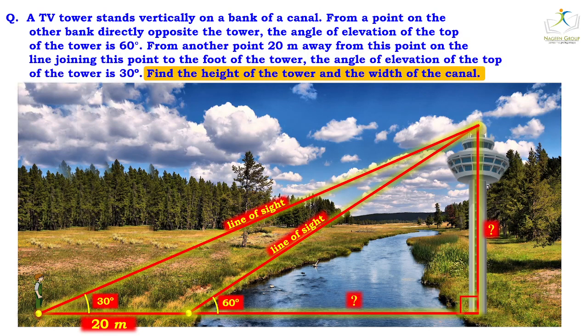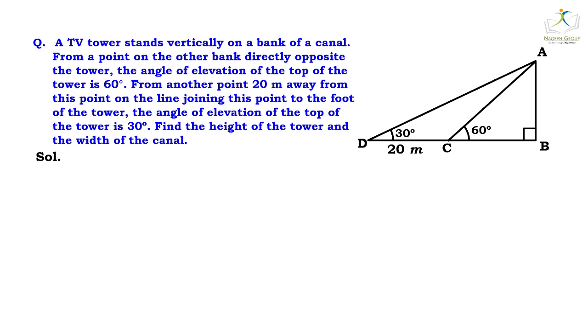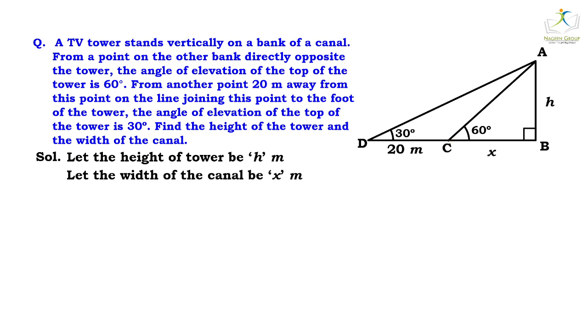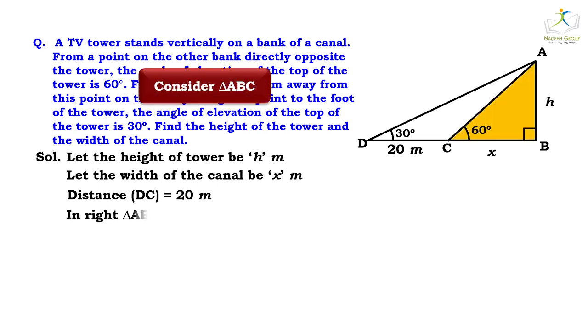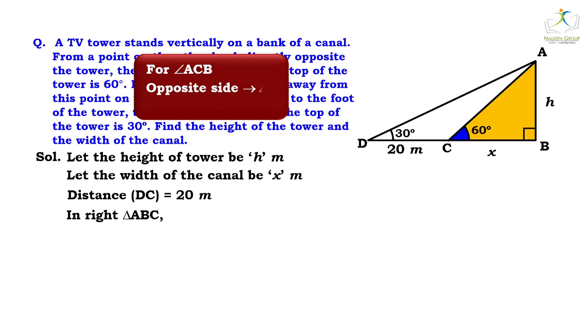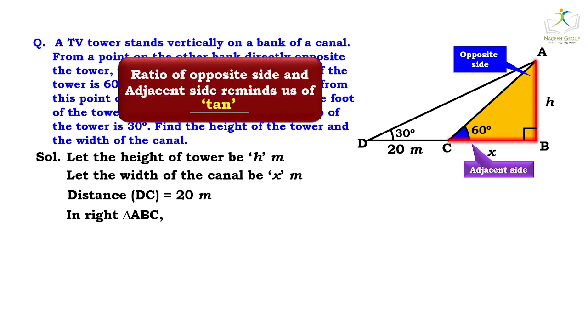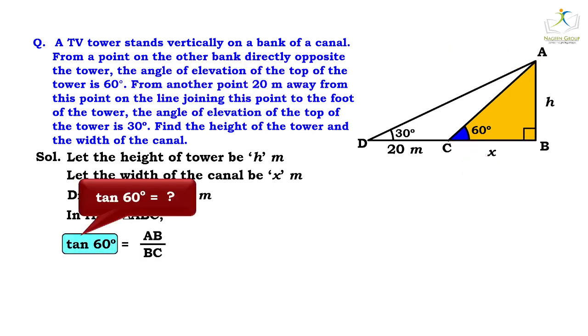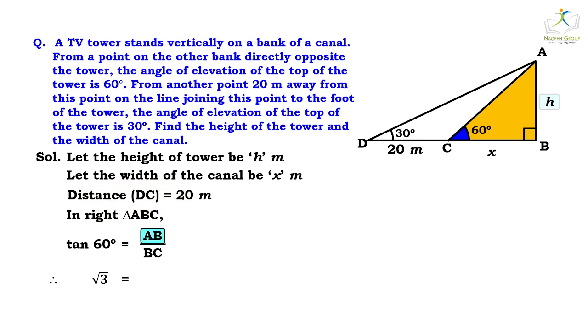Now what we need to find is the height of the tower and the width of the canal. So let us consider the height of the tower as h, right? Now this BC we consider x, and this is 20 meter. Consider triangle ABC, perpendicular divided by base. Tan 60, perpendicular is AB, base is BC. The value of tan 60 is √3, so √3 equals h over x, and h equals √3x.